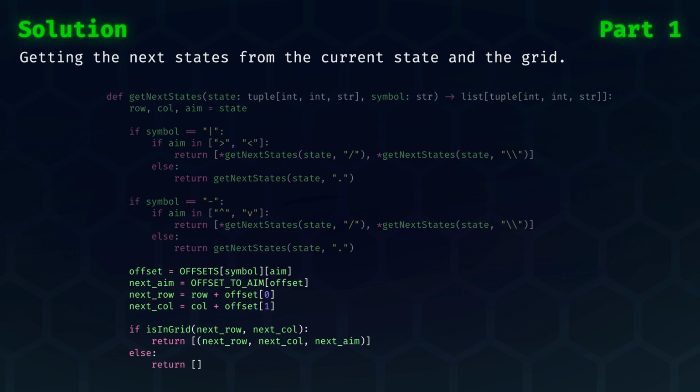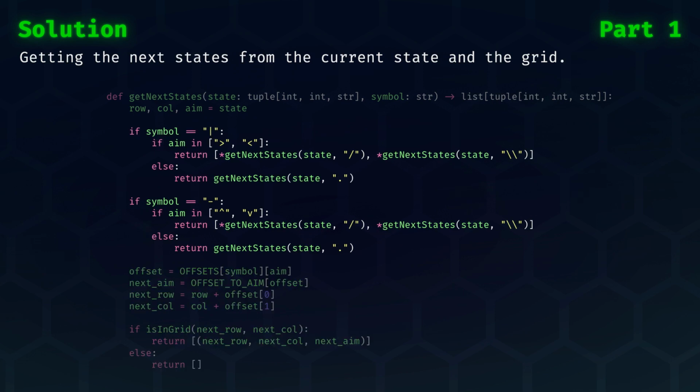So we get the offset based on the symbol in the grid, which got passed to this function, and the aim or direction of the current beam. Then we update our next aim because we store this in the state and we apply the offset. Finally, we check if the next position is actually in the grid, and if it is, we return a list with this new state. Otherwise, we return an empty list as there are no valid next states.